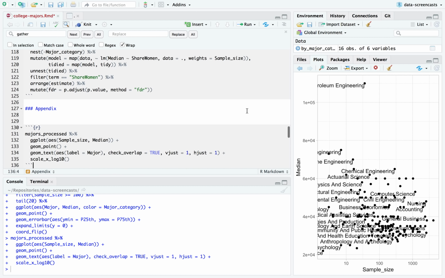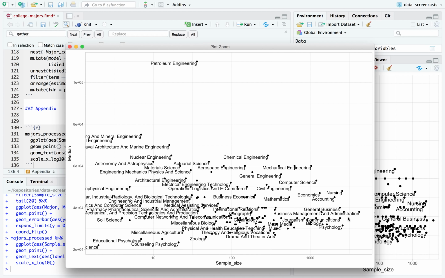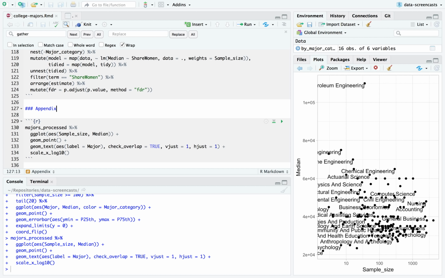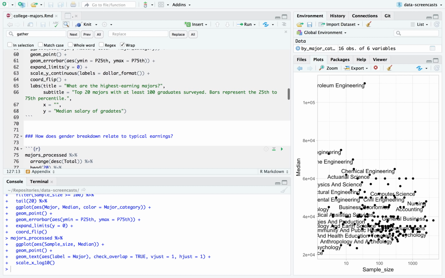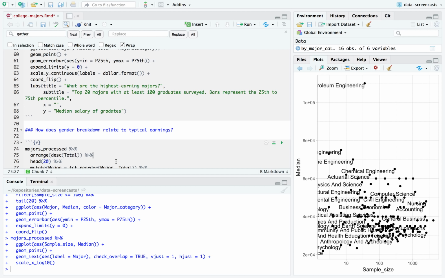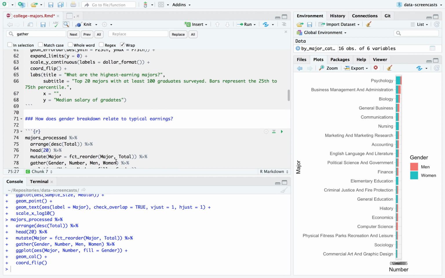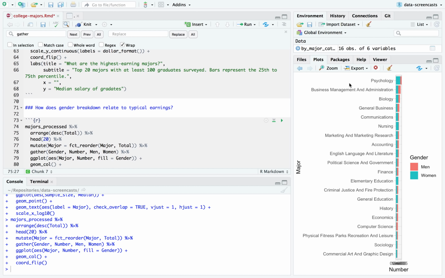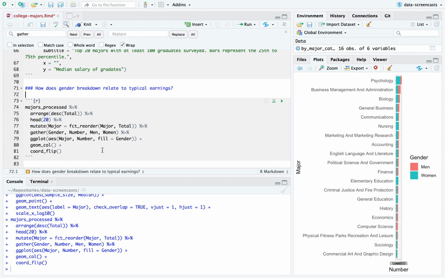But where I wanted to understand the relationship between sample size and median and see why I picked a limit of, what I do, 100, is that the variation is kind of bigger below that. And then I'd say, how does gender breakdown relate to typical earnings? And I'd look at it by major. I like my other one by major category more. I might leave that in.